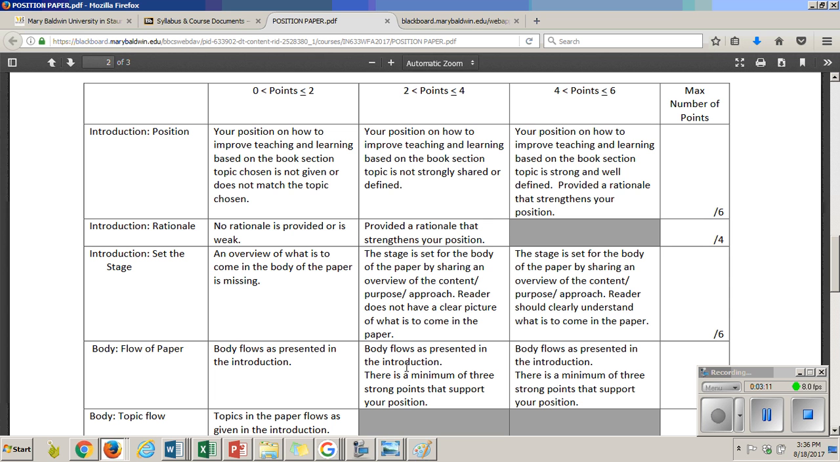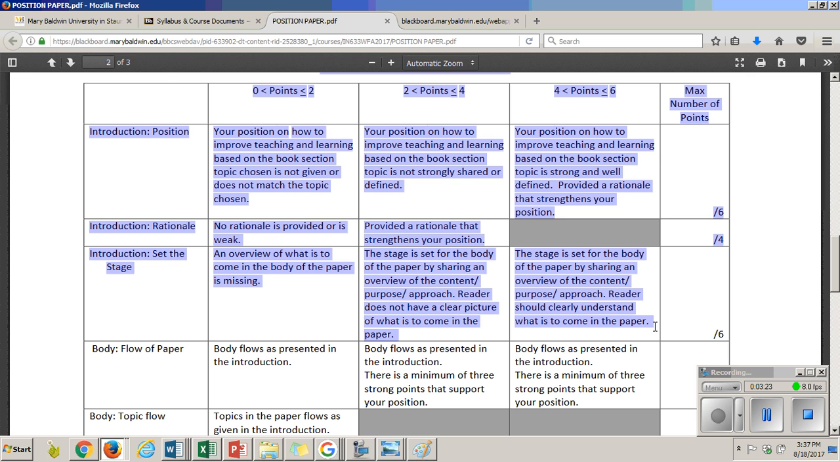I do give ranges from 4 to 6 depending on the strength of that area. So the introduction is made up of 3 different criteria sections. I'm looking at, you talk about what is your position, what is your rationale, and then you set the stage for what is to come.